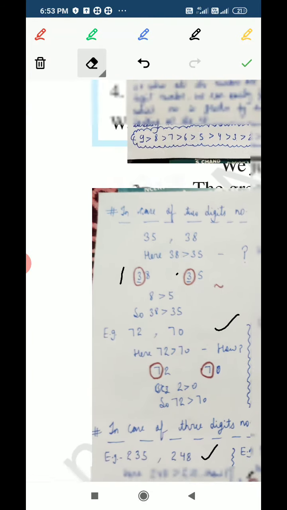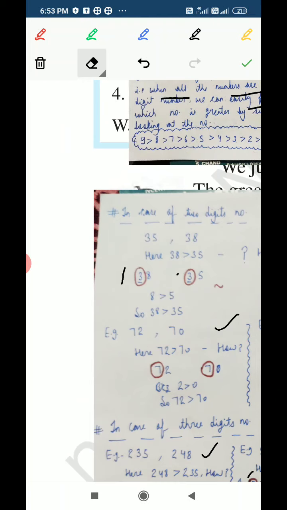When we are taking two digit numbers, 35 and 38, we have to tell which number is bigger, 35 or 38. Here 38 is greater than 35, but how? Because both the numbers start with the same digit, 3. So, in this case, what will we do?